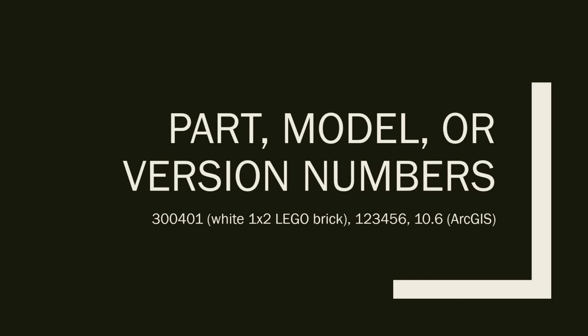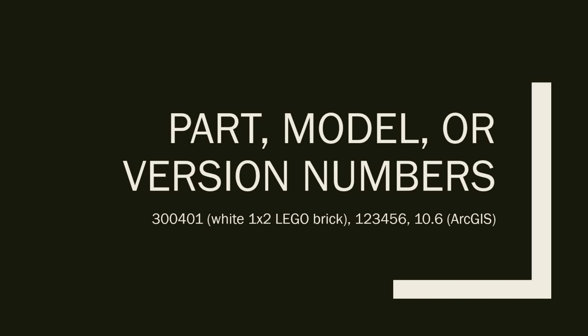What about part, model, or version numbers? I kind of lumped these all into one slide, but are these a good fit for a numeric field? Well, here I would say no. Part numbers may contain only digits, but often over time, as a supplier gets more and more parts, they start including alphabetic characters in them. They may include other punctuation like hyphens and periods, which help them specifically identify a part.